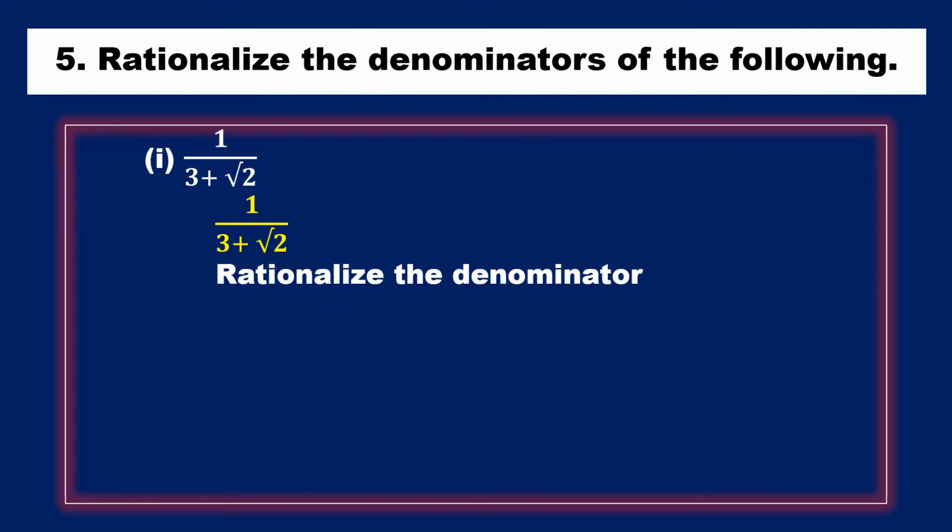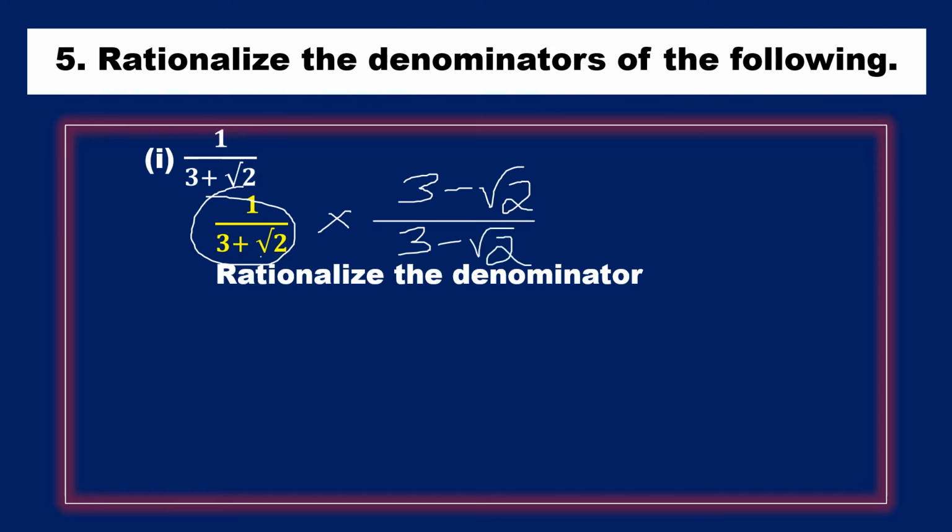Rationalizing means simple. Whatever denominator is there, you should take that as it is, 3 plus root 2. If the given denominator is in plus, write minus here. Rationalizing means writing the same thing but with opposite sign, and multiplying. So I can write 3 minus root 2, and in the denominator also you should write 3 minus root 2. So this is your rationalizing.